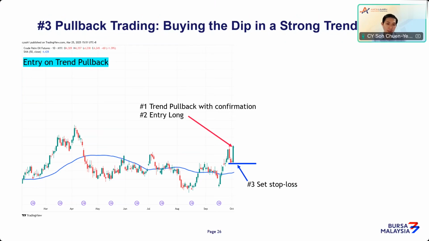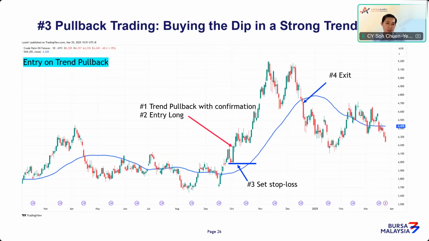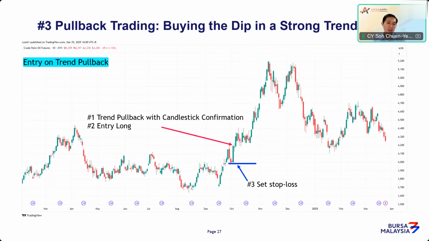So once you enter this particular trend, all you need to do is have patience to ride along the trend. If you want to continue with trend following, you can exit the trend based on the moving average itself. How about this?